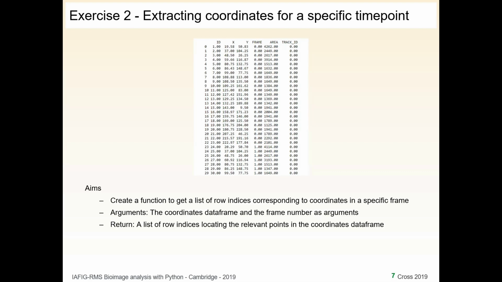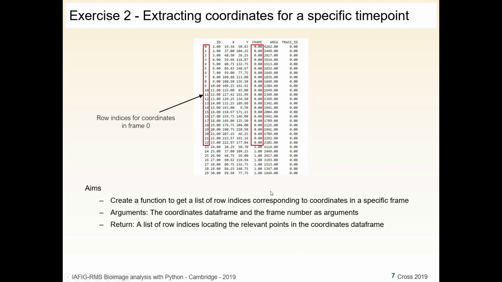We should now have a pandas data frame of coordinates that we've loaded from the repository. The focus of exercise 2 is going to be extracting out the row indices from that data frame corresponding to a particular frame or a particular time point. For example, if we wanted to pull out all the row indices corresponding to frame 0, it would look something like this. We would be wanting a list of numbers from 0 through to 22, because those are all the rows within that data frame which correspond to that time point. At the bottom here, you'll see the aims of this exercise.